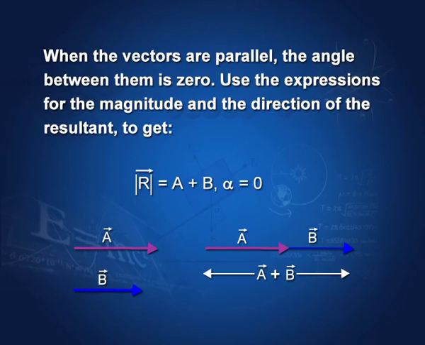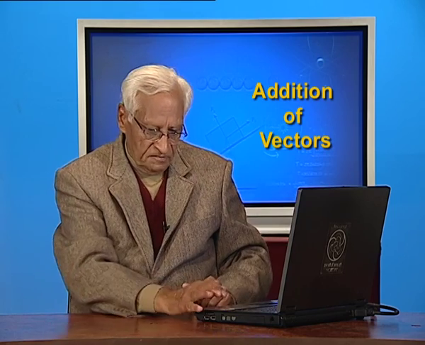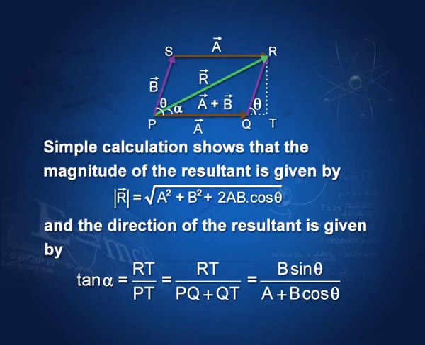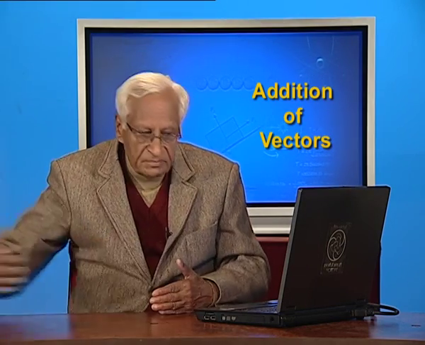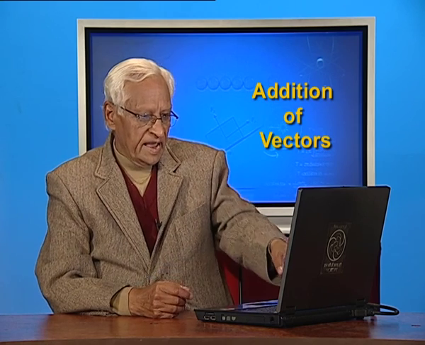Here, when two vectors are parallel, the angle between them is 0. Use the expression for the magnitude and the direction of the resultant. You know the formulae which I showed you earlier, the magnitude of the resultant and the direction of the resultant, and use these formulae and you will see that the magnitude of the resultant is equal to the sum of the two magnitudes, and alpha is 0. That means the resultant is in the same direction as the two vectors as shown here.